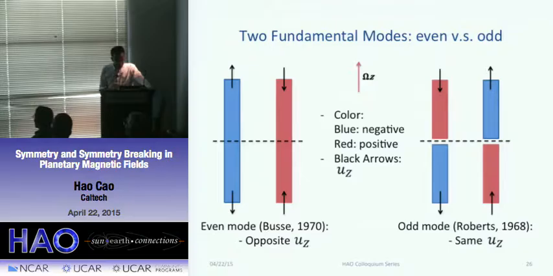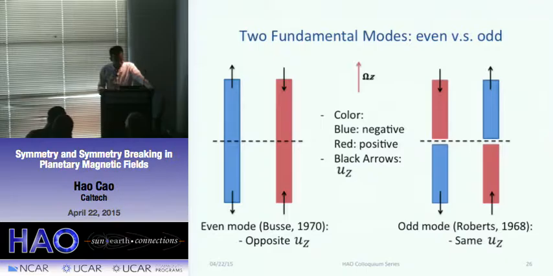So what are the two fundamental modes of columnar convection? The so-called even mode and odd mode, I'm trying to illustrate it here. Color shows you the vorticity, blue negative, red positive, and the black arrow shows you the actual flows. In most of the geodynamo calculations, what you actually see is the even mode. The banana cells, if you analyze their symmetry property, are of the even mode. You have the same vorticity across the hemispheres, but the flows are divergent from the equator or convergent towards the equator. That's what the even mode is.